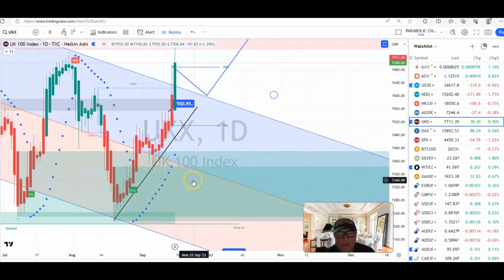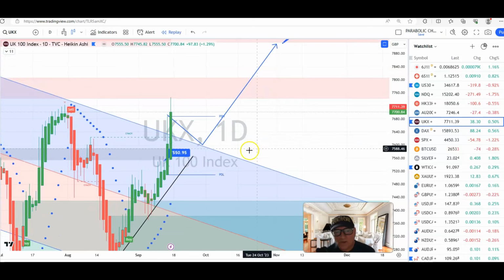Your protected stop is here, here, here. If you bought it here, your stop's down there. If you bought it there, your stop's down there, and so on and so forth. So it is parabolic, all the buys in. Hit our target 7550. Congratulations if you bought that earlier from last week's analysis.